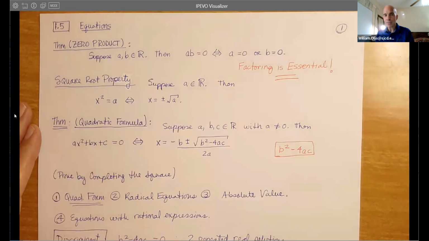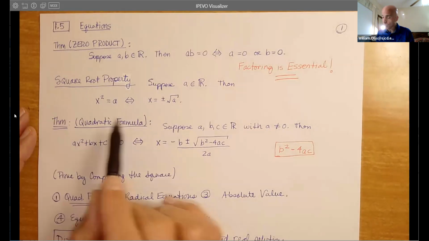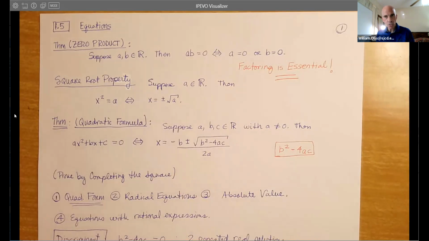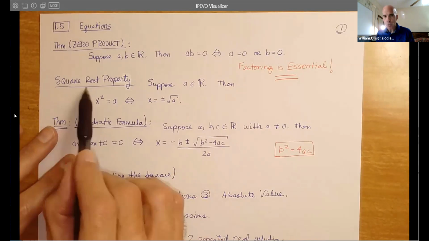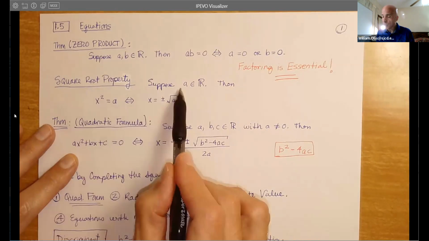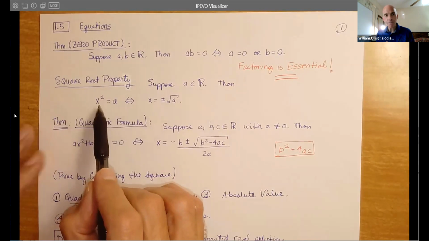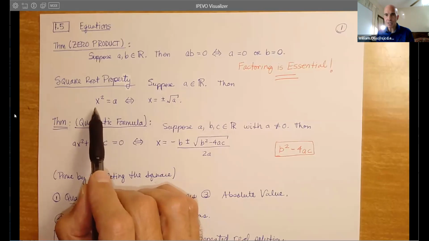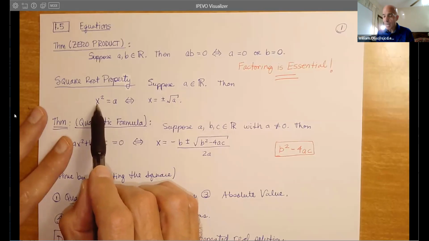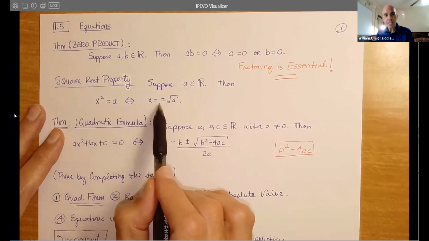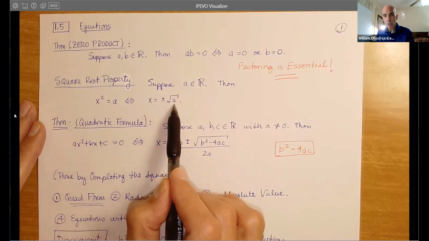the zero product theorem. Now, two other theorems that I just want to remind you of basically help us to continue this process. That is the square root property. Now notice, if we have some real number a, and we have some variable expression x squared, it could be real or complex, we have x squared equal to a, then it is true that x is equal to plus or minus the square root of a.